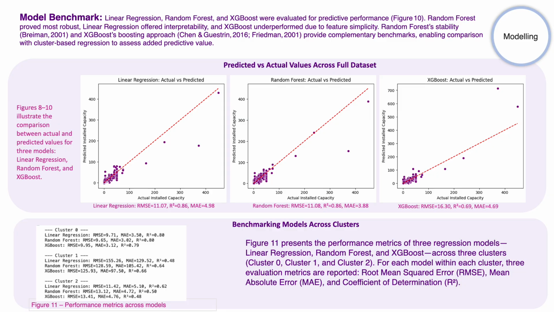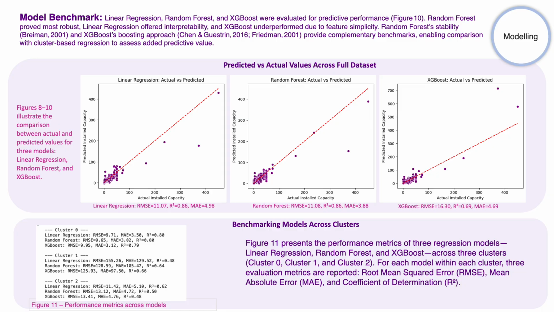The figure below compares performance across clusters. For cluster 0, linear regression performed similarly to a random forest, with comparable root mean square error and mean absolute error, meaning the predictions were about as close to the actual values as the random forest. In cluster 1, both the random forest and XGBoost performed better than linear regression. For cluster 2, linear regression outperformed the other methods, showing higher accuracy and a smaller prediction error.